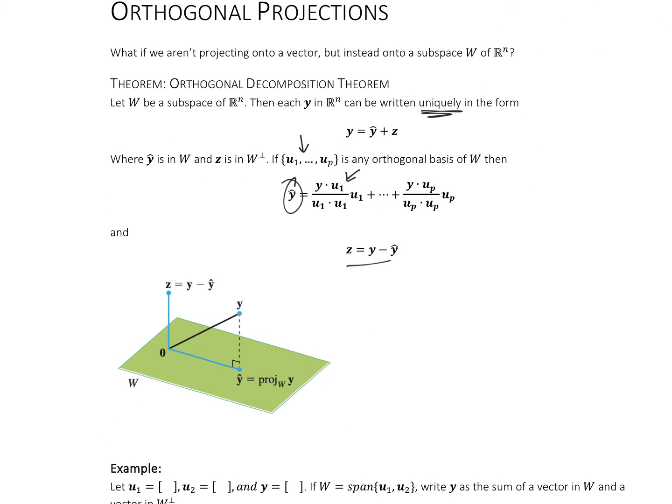So picture-wise, now we're not just talking about projecting onto a single plane or a single line. Now we're talking about our projections being onto a subspace. So any other vector in the space projected onto the subspace is what we're talking about here.